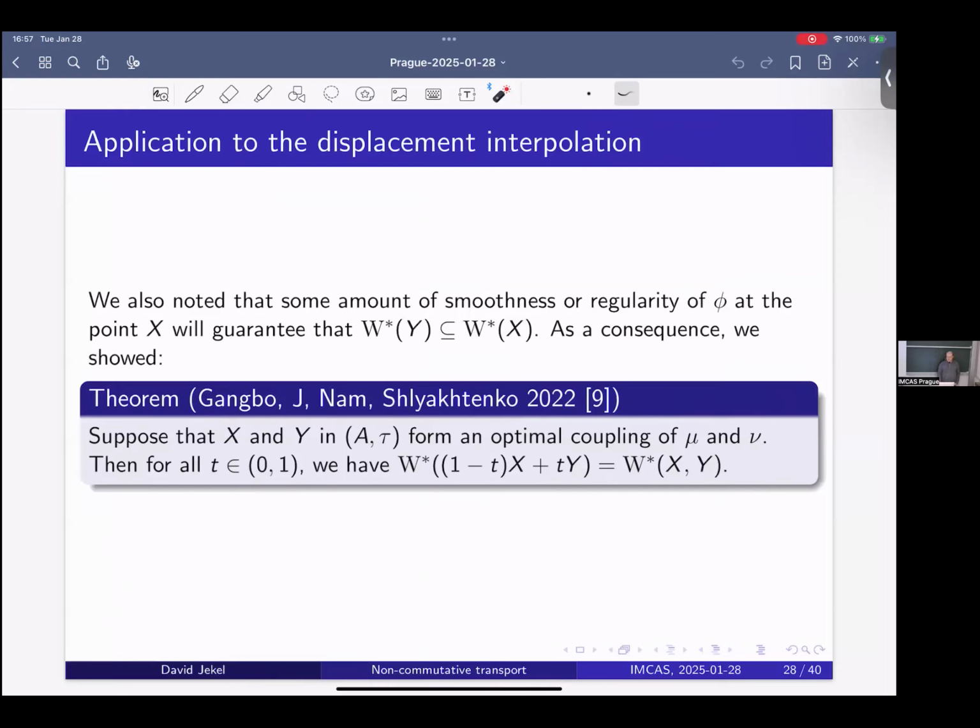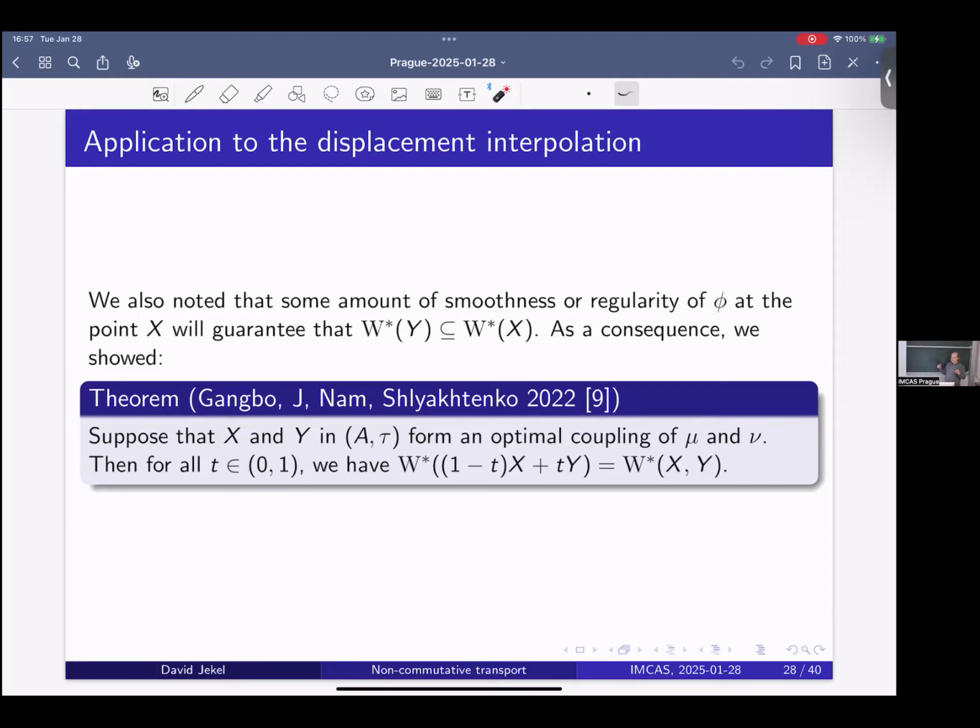But nonetheless, this theorem still gives you some nice application, at least a little bit, which is that if you take x and y, and if they're optimally coupled, and then you take the convex interpolation between x and y, then anything that's strictly in the interior will generate the entire von Neumann algebra generated by x and y, right?